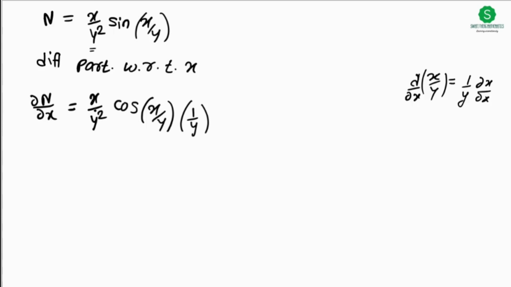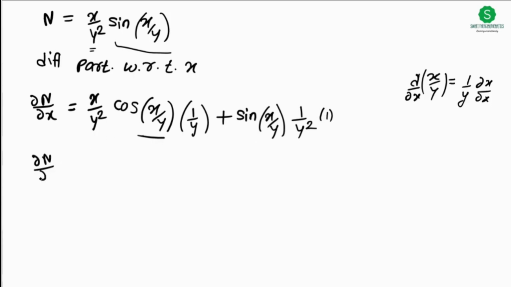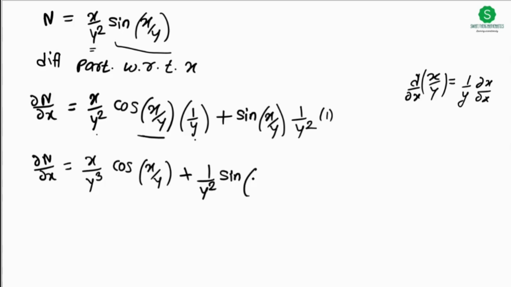So first term as it is, derivative of second term, so sine derivative is cos, and again derivative of angle term, so it is 1 upon y, plus second term as it is, sine x by y as it is, derivative of first term. In the first term 1 upon y square is constant and derivative of x is 1. So numerator term derivative of x is 1. So therefore del n by del x is equals to 1 upon y into y square is x upon y cube cos x by y plus 1 upon y square sine x by y.